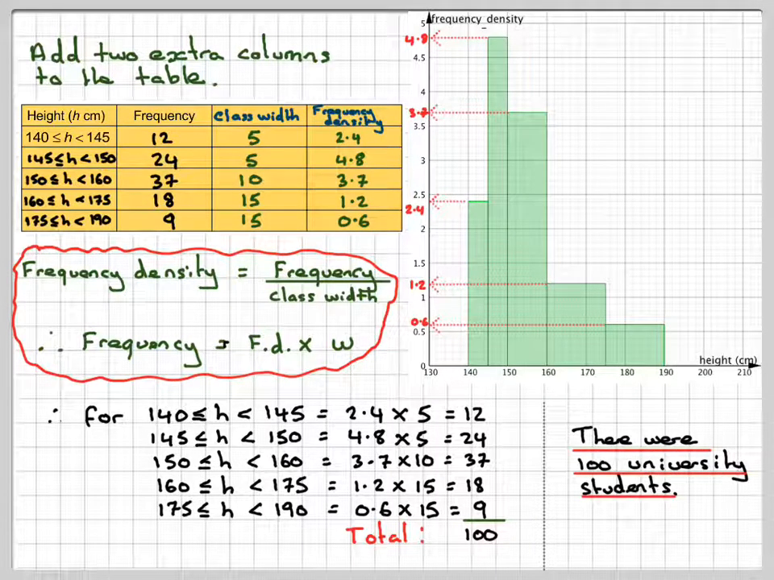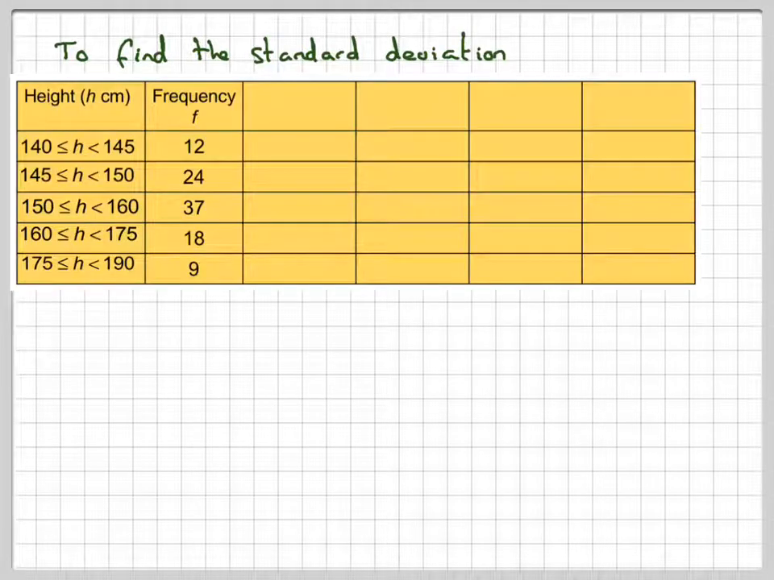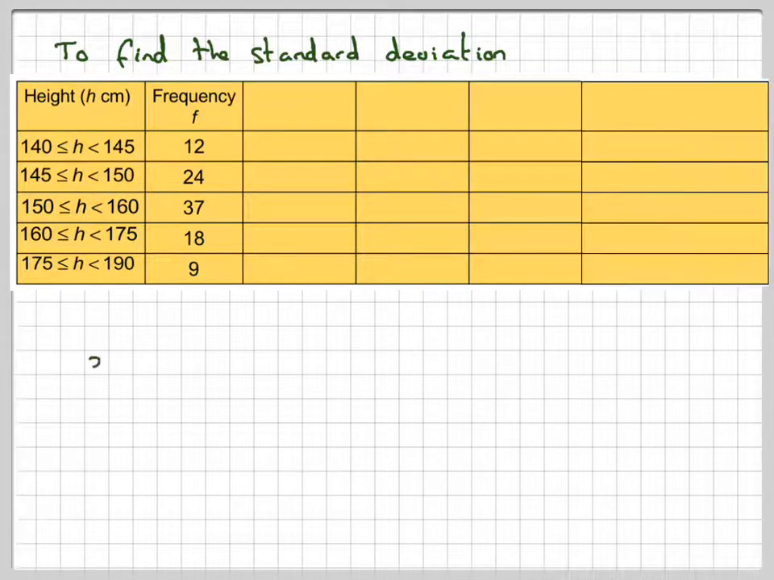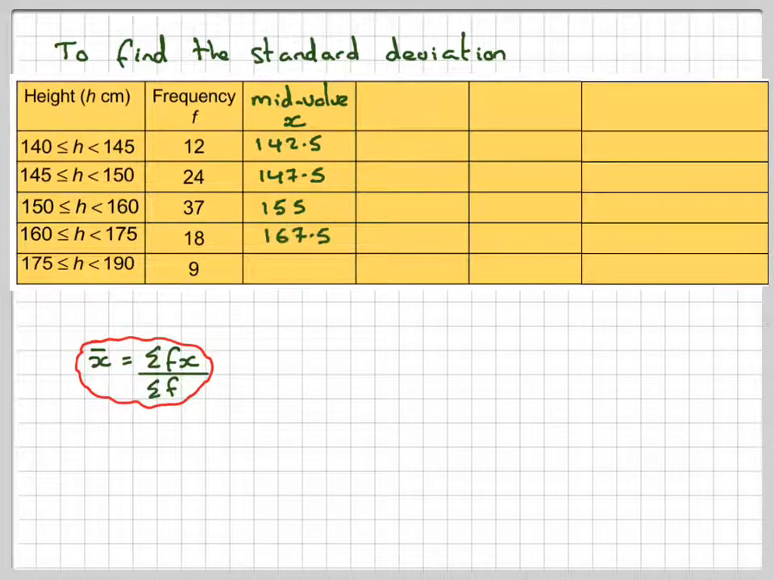Right, so in order to find the standard deviation, remember it's only an estimate of the standard deviation because the data is grouped, then the mean will be the sum of f times x divided by the sum of f. So the mid value we call x, so the first mid value is halfway between these two, so 142.5, so we work these out, 147.5, 155, take a little bit of care because they're unequal width, 167.5 and 182.5.